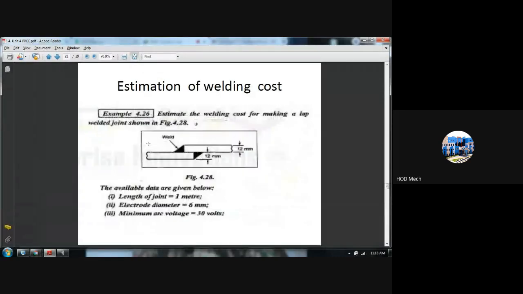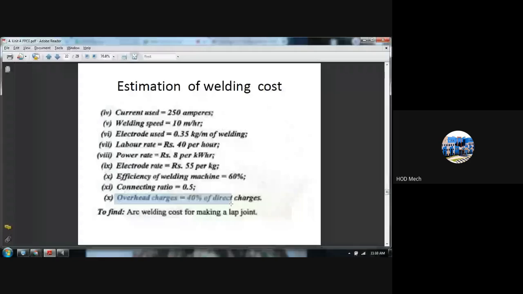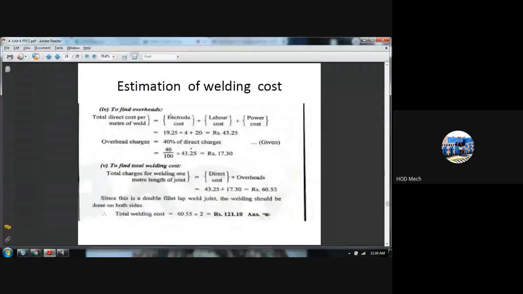The problem says overhead charges is equal to 40% of direct charge. 40% of what? Direct charge. What is direct charge? Electrode cost plus labor cost plus power cost, that is rupees 43.25, and we take 40% of that. So overhead charges is equal to 40 divided by 100 into 43.25. You are getting 17.30. Now what is your total welding cost? 43.25 plus 17.30, direct cost plus overhead cost, so 60.55. Right?